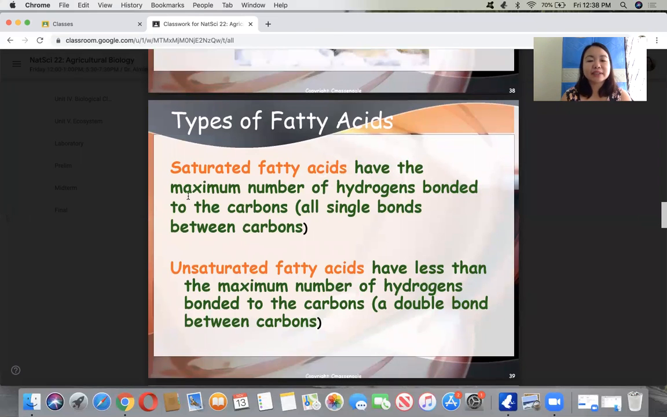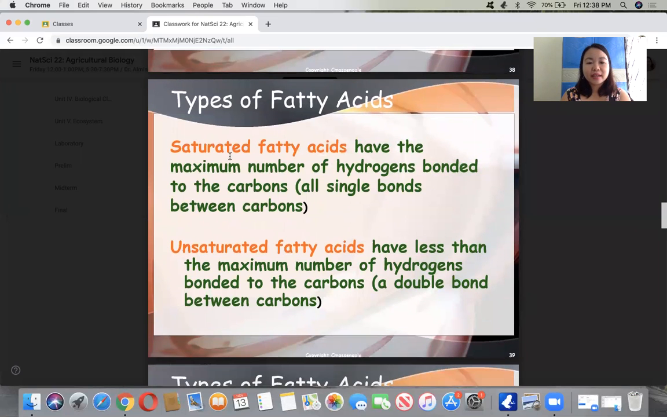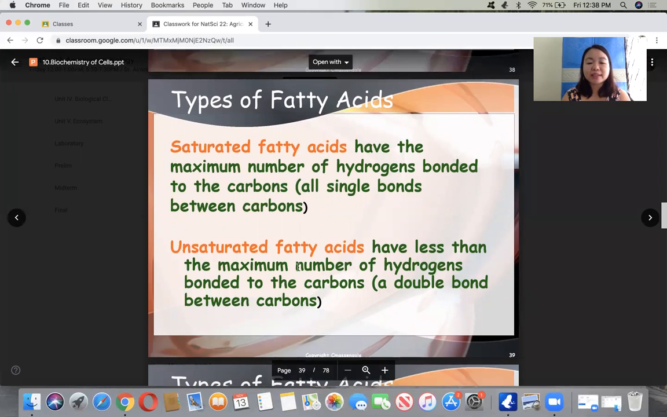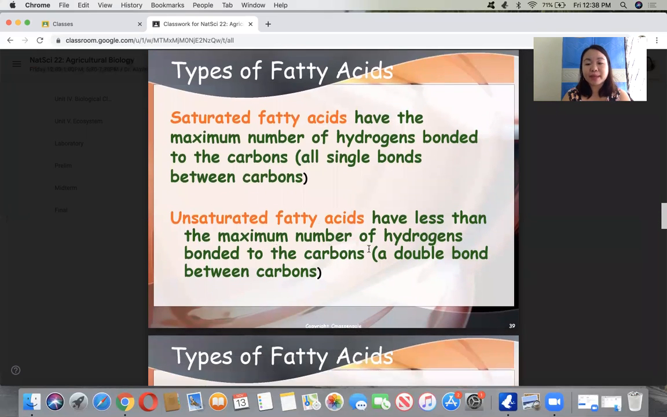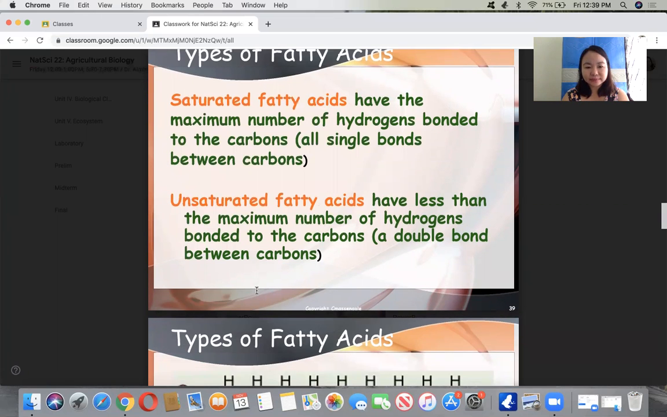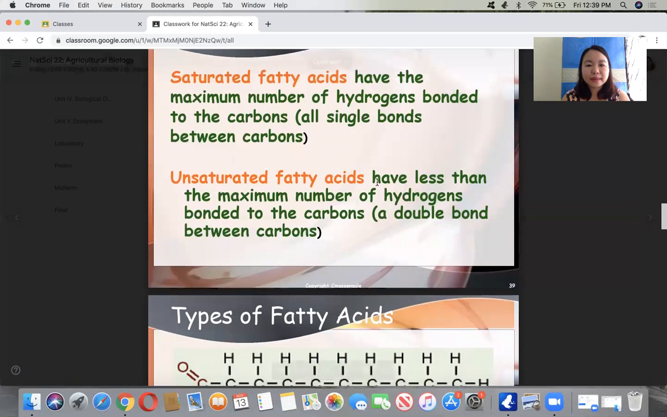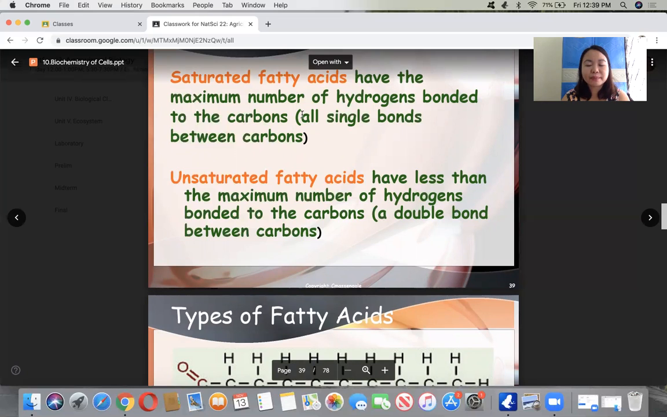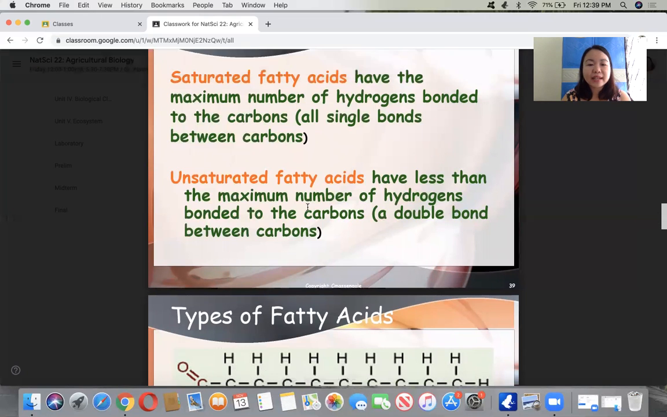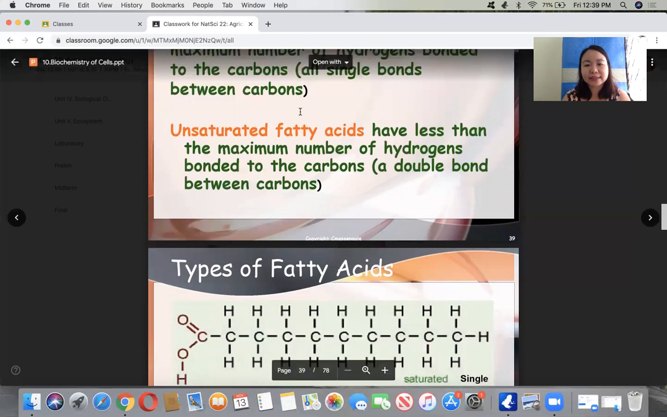Types of fatty acids can be saturated or unsaturated. Saturated fatty acids have the maximum number of hydrogens bonded to the carbons and all single bonds between carbons, while unsaturated fatty acids have less than the maximum number of hydrogens bonded to the carbons, with a double bond between carbons. So once again, saturated fatty acids have more hydrogens than unsaturated fatty acids, and unsaturated fatty acids have double bonds, while saturated fatty acids have single bonds.